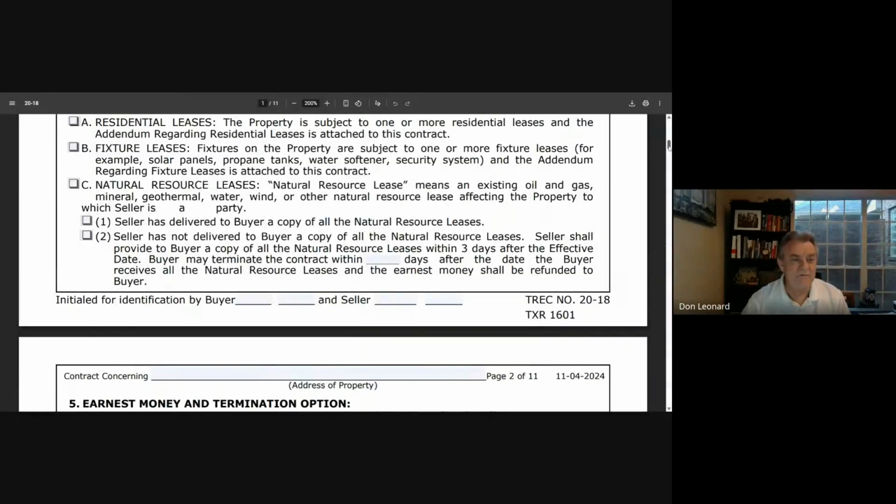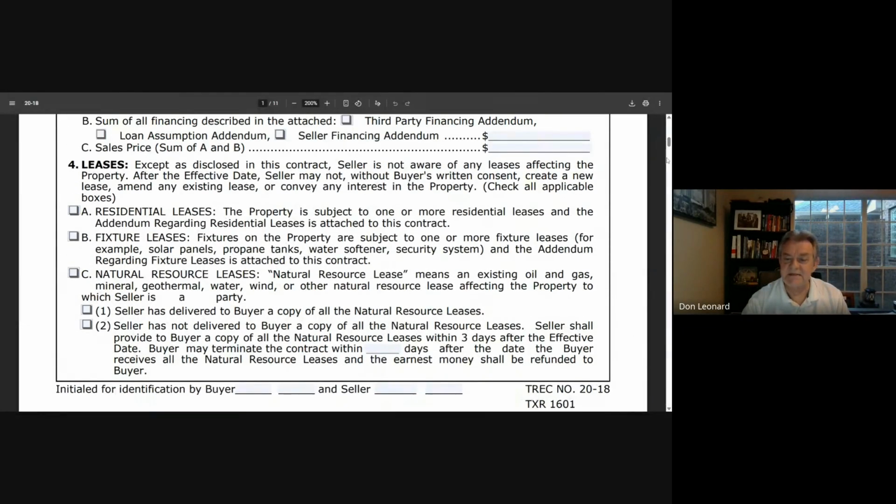The last part of this first page is leases. And this is a fairly new provision that's been added in just because, mostly solar panels. But they took the information that was in the contract somewhere else about leases, and they combined that here too. Created a couple possible addenda that might have to be attached to the contract.